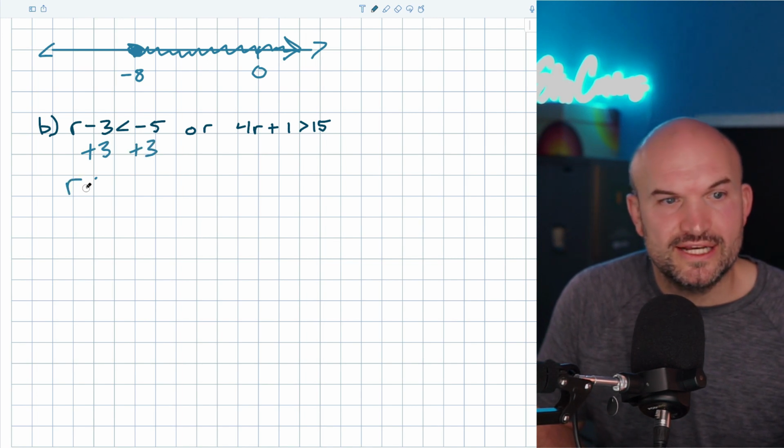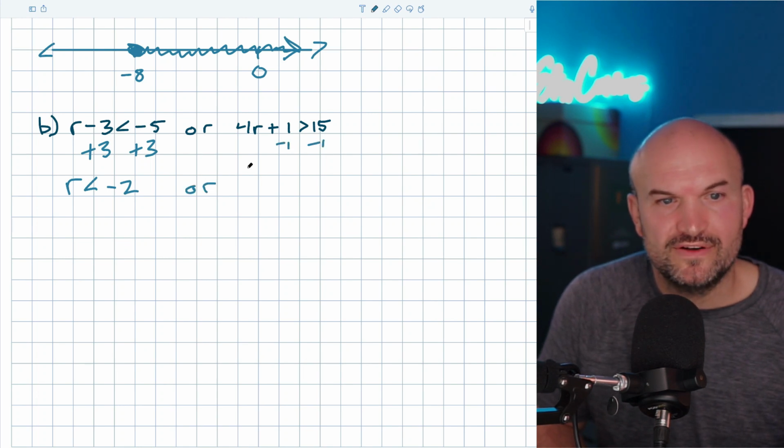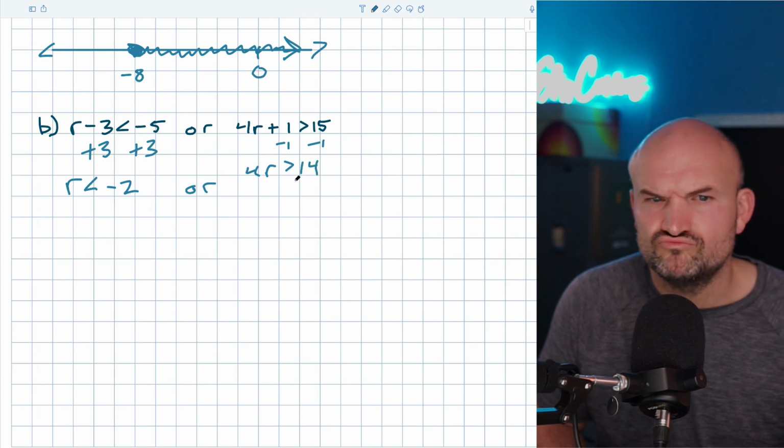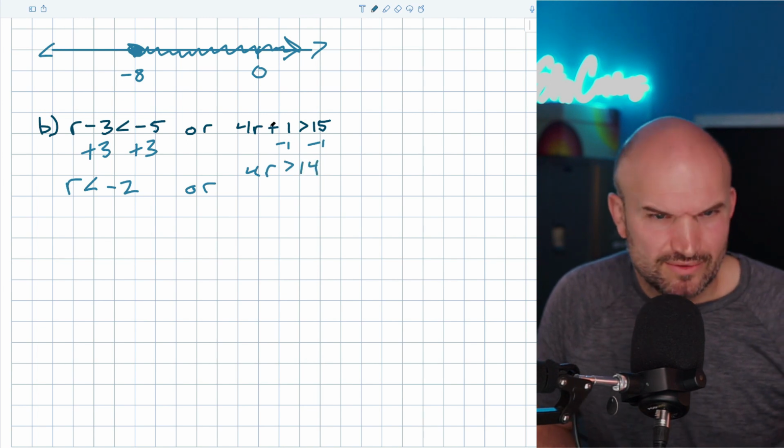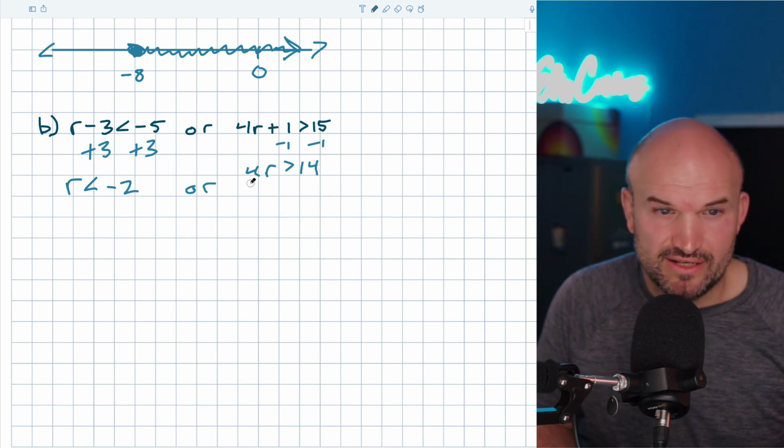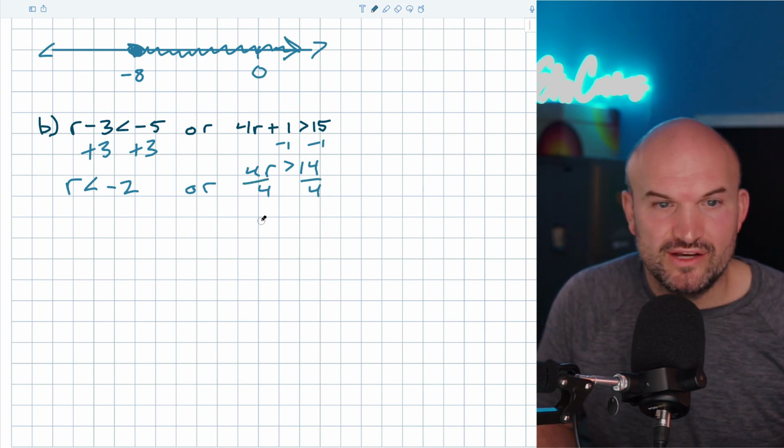So I have r is less than let's say a negative 2. And then or here you can subtract a 1. So I have a 4r is greater than a 14. And then divide by 4, and you have r is greater than.